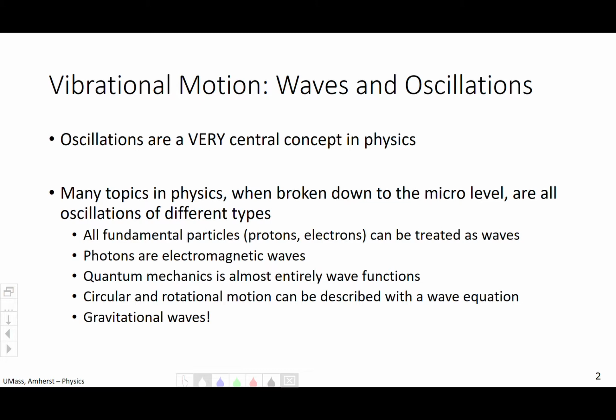All fundamental particles can be treated as waves. Photons are waves. Quantum mechanics is waves. Circular and rotational motion can be described with waves. And new in the news this past year, there are gravitational waves. Objects that have a gravitational force can create waves in space-time.